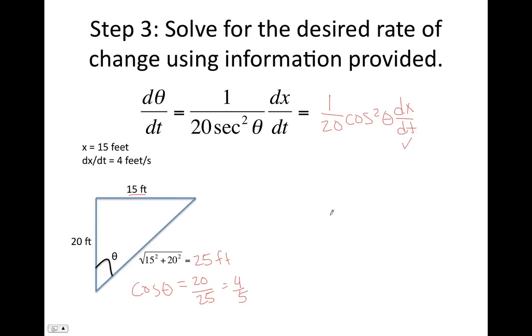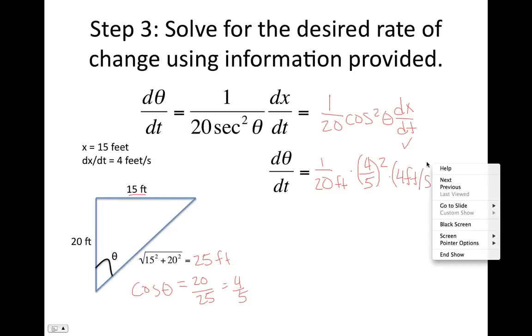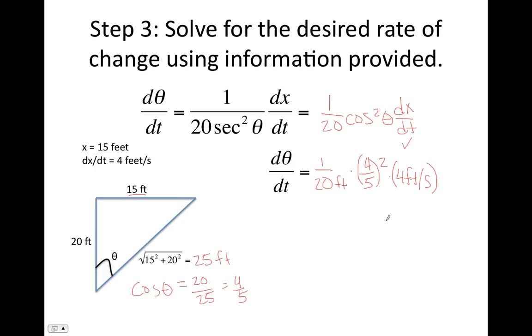Now that I have cosine theta, I can go ahead and plug in all of these quantities, and I get that d theta dt is 1 over 20. Let me remember my units here. I have 1 over 20 feet times cosine of theta, 4 over 5 squared, times dx dt, which is 4 feet per second. And now I can just go ahead and evaluate this number, and I get an answer of 16 over 125 radians per second. So that's the rate at which the spotlight is rotating, and I've answered the question.